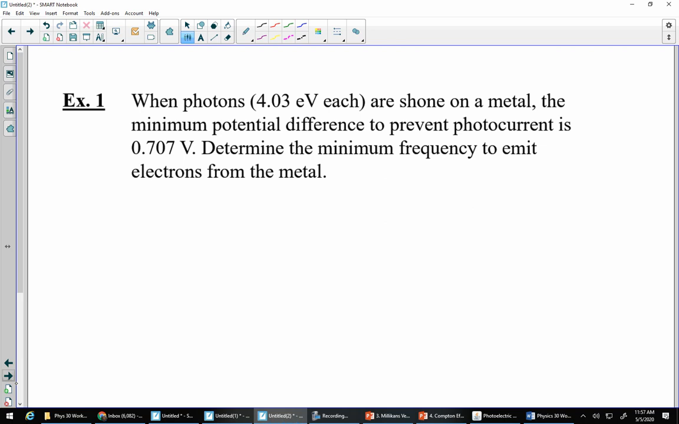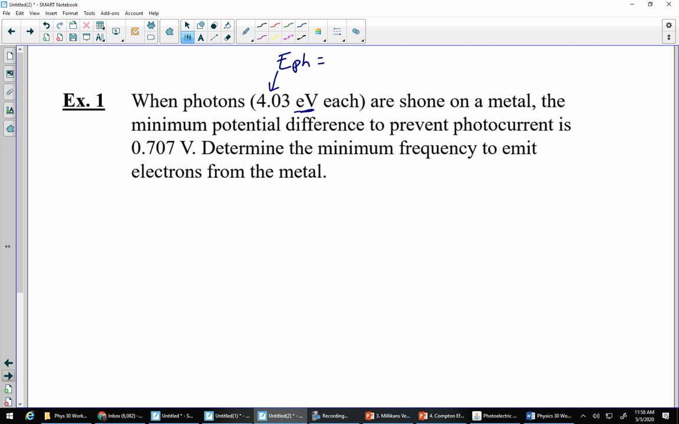So we've got photons. They are 4.03 electron volts each, and they're shone on a metal. It says the minimum potential difference to prevent photocurrent is 0.707 volts. Determine the minimum frequency to emit electrons from the metal. So there's lots of definitions built into this. First off, this one is our photon energy, and it's measured in electron volts. We just talked about if we're using voltage, we should probably switch this to joules.